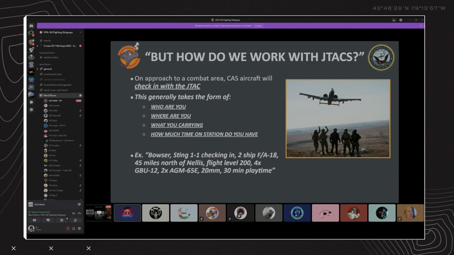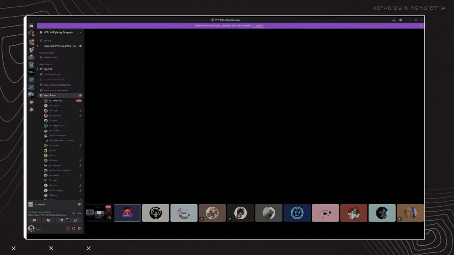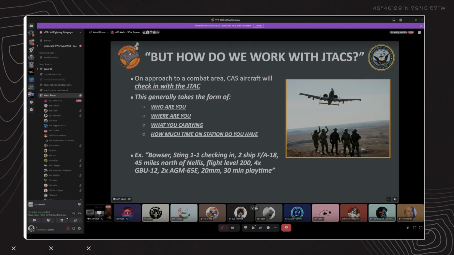So how do we work with JTACs? On approach to the combat area, the aircraft will check in with the JTAC. This generally takes the form of who are you, where are you, what are you carrying, and how much time on station do you have? So for example, Bowser, Sting 1-1 checking in, 2-ship F-18, 45 miles north of Nellis, flight level 200, 4 times GBU-12s, 2 times AGM-65Es, 20 millimeter, and 30 minutes of playtime. That basically just tells the JTAC what you're bringing to the party and how long you can hang around for.